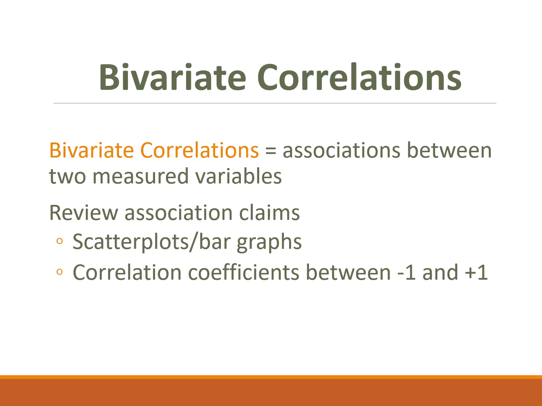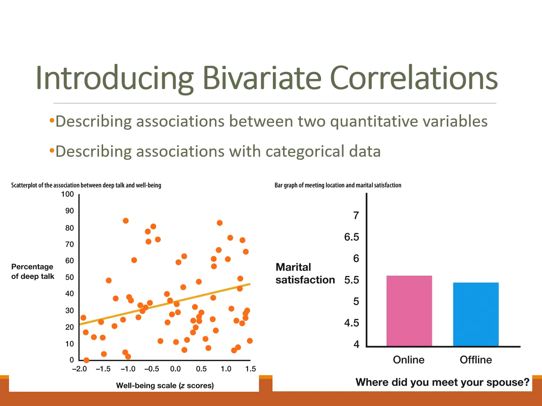The size of the number is the strength of the relationship, and the positive or negative sign is simply telling us the direction of the relationship. So again, when we're describing an association between two quantitative variables, we're going to use a scatter plot.